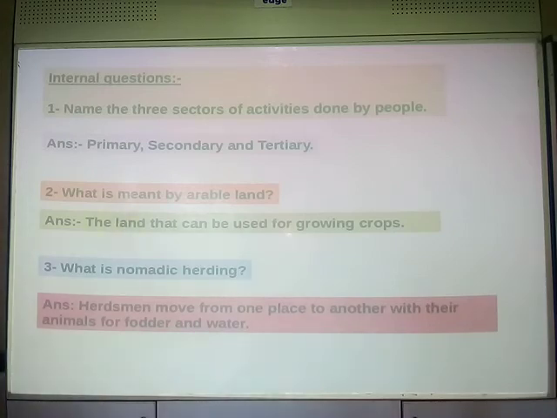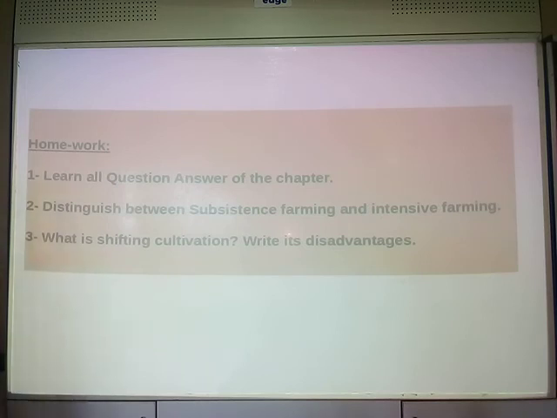Clear? So this is all about this chapter. Let's see what your homework is. Note it down fast. Learn all question answers of the chapter. Another question is, distinguish between subsistence farming and intensive farming. And what is shifting cultivation? You have to write its disadvantages. So these are your homeworks.